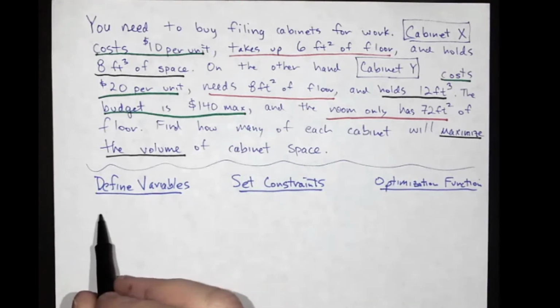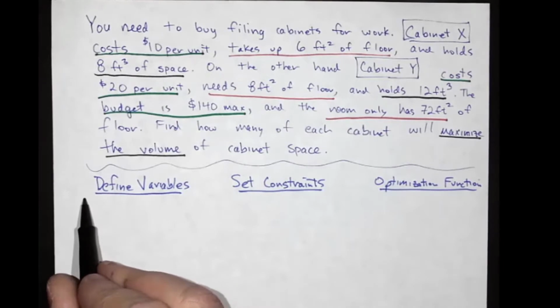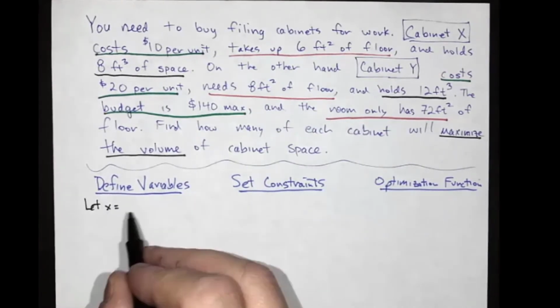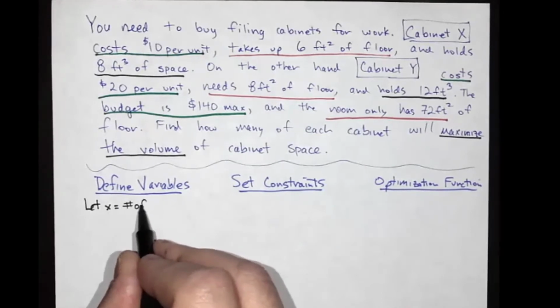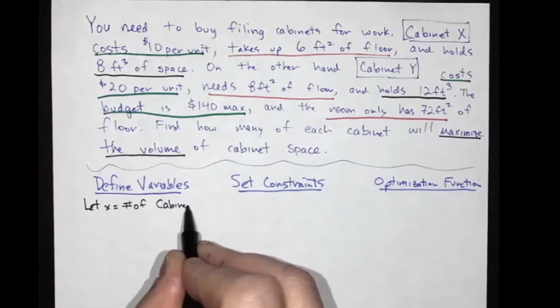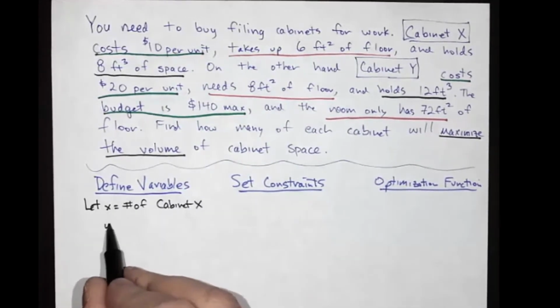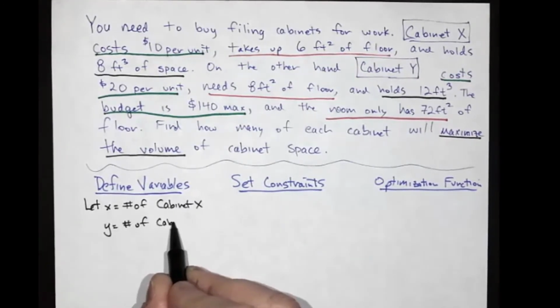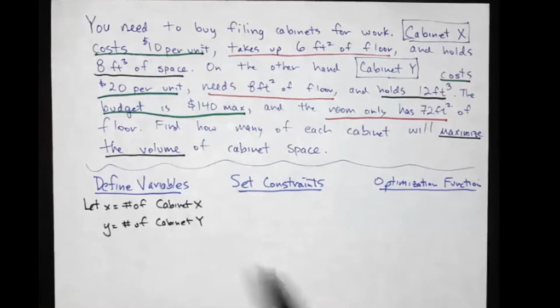So first of all, let's define some variables in this problem. I will let X equal the number of cabinet X that we will buy, and we'll let Y equal the number of cabinet Y that we will buy. That defines our variables so we can use them as we go further along in the problem.